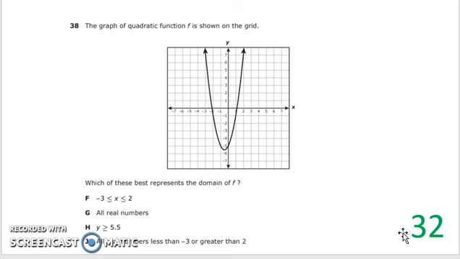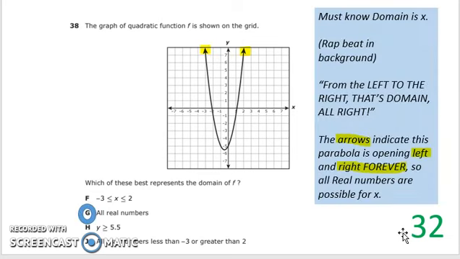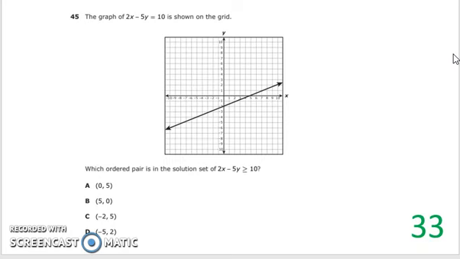On this one, it's a domain problem once again, but we've got to notice these arrowheads. Parabolas are always opening as they move left to right. In that case, with the arrowheads, they are going to go forever to the left, so I can't build a wall over here. Forever to the right, I can't build a wall to the right. So we can use any x value we want. Yay.